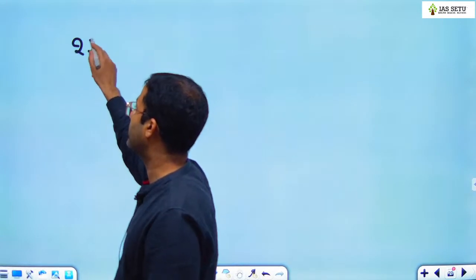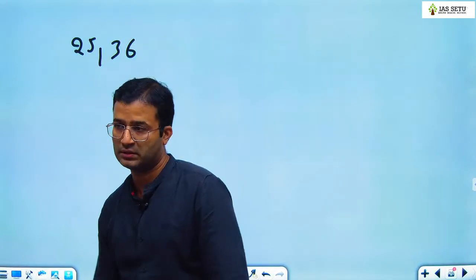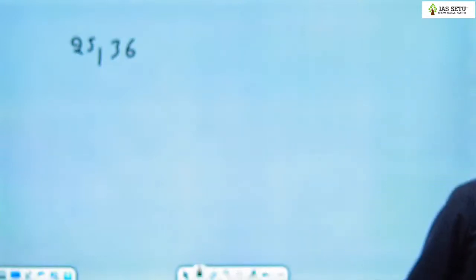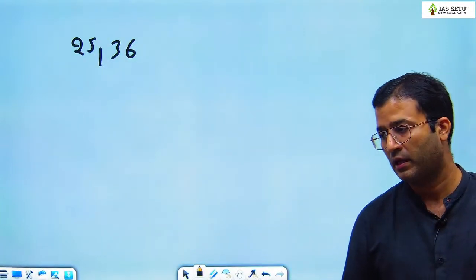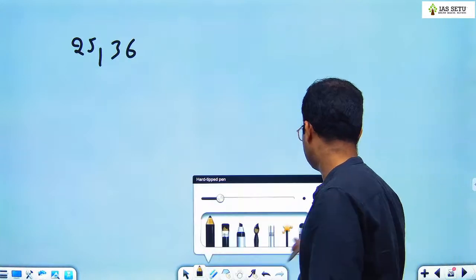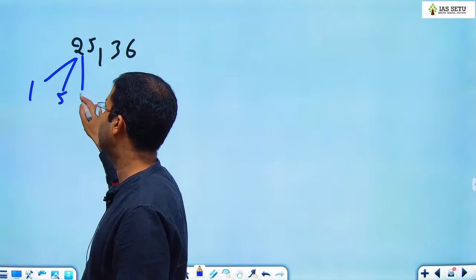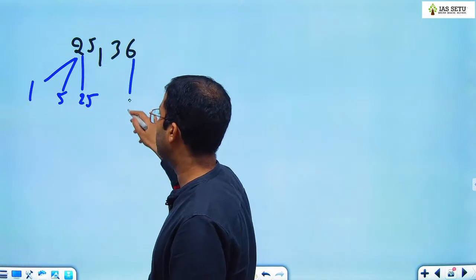We check 25 and 36. Now you check if 25 and 36 are co-prime or not. Check the factors of 25. What are the factors of 25? 1, 5, 25. What are the factors of 36?